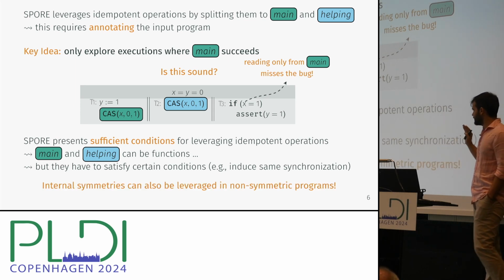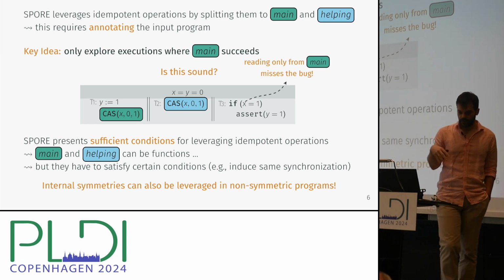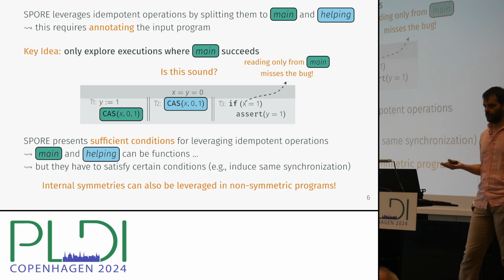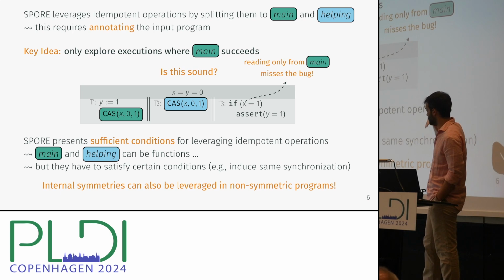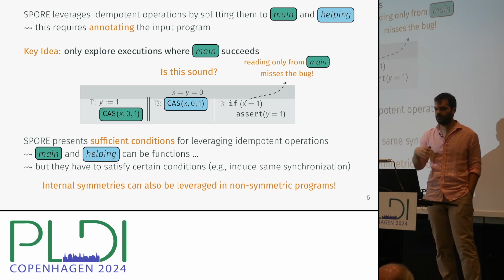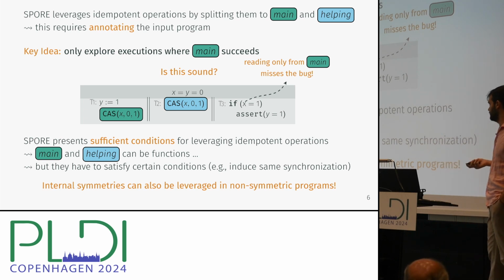However, as long as these conditions apply and then internal symmetries can be leveraged, then they can also be leveraged in non-symmetric programs. So the threads that are annotated, the operations that are annotated as main and helping do not need to live in symmetric threads. They can be in threads that are not symmetric.